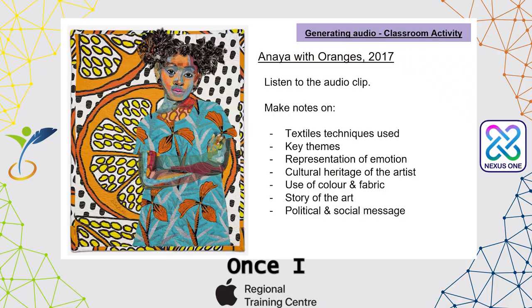So once I generated that podcast, this is just an example of the classroom activity that I will use with my students. I introduced the artist at the start of the lesson, and we had a brief discussion around some key themes and what that actually meant to them. I then asked them to listen to the podcast and work independently to make notes on the key themes identified on the board as a list there. I asked them to do this either as notes or a mind map around the image.